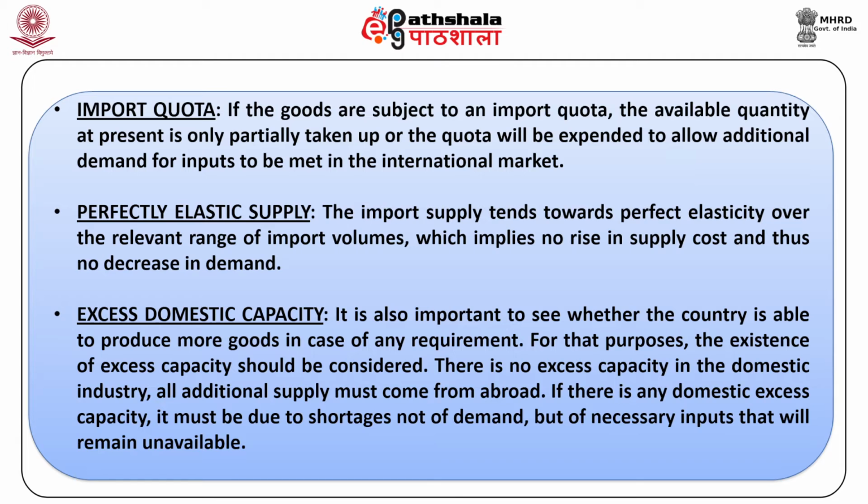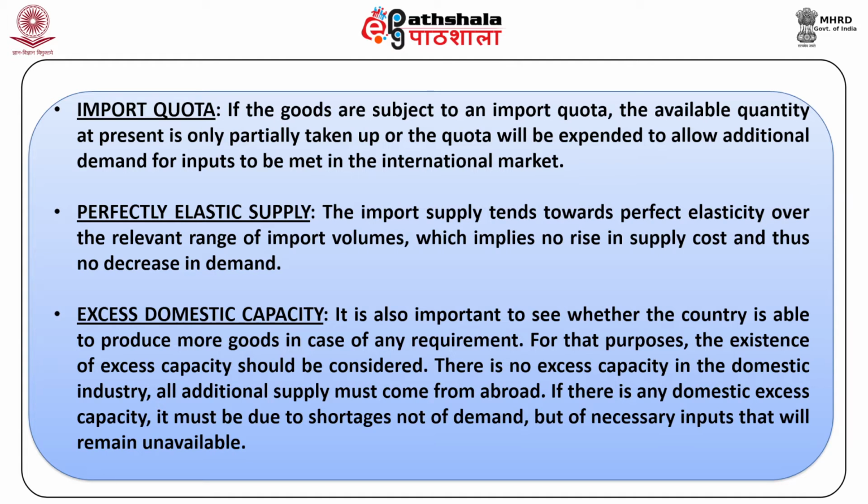The import supply tends towards perfect elasticity over the relevant range of import volumes, which implies no rise in supply cost and thus no decrease in demand. Third is the excess domestic capacity. It is also important to see whether the country is able to produce more goods in case of any requirement. For that purpose, the existence of excess capacity should be considered. There is no excess capacity in the domestic industry. All additional supply must come from abroad.